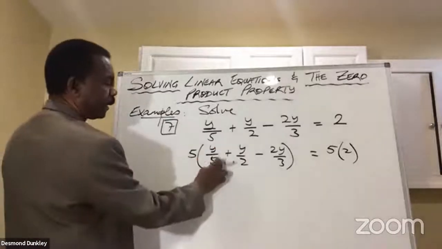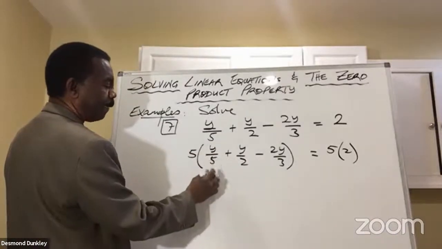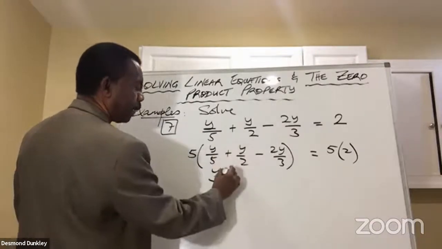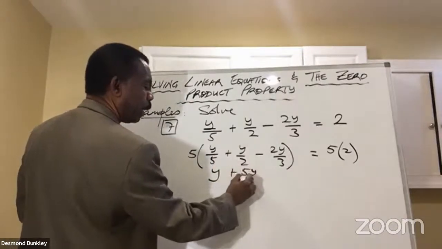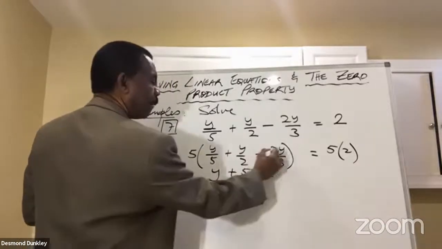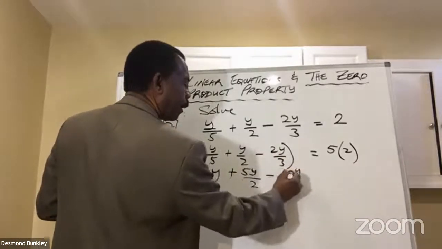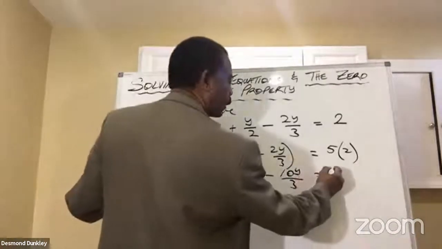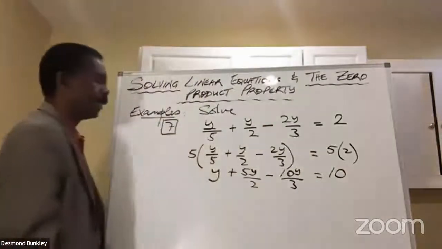So 5 times this is 5y over 5, which is just y. And 5 times this gives me plus 5y over 2, minus 5 times this gives me 10y over 3, equal to 10. 5 times 2 is 10.